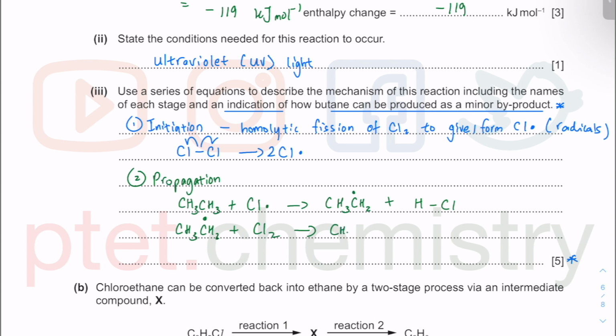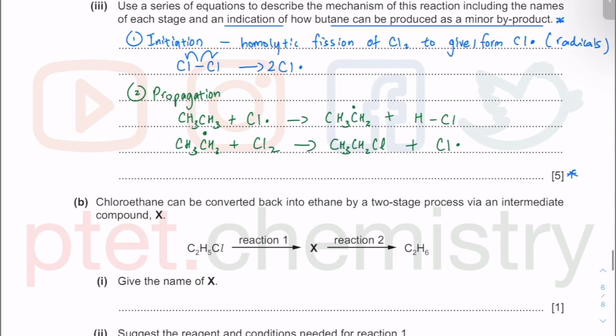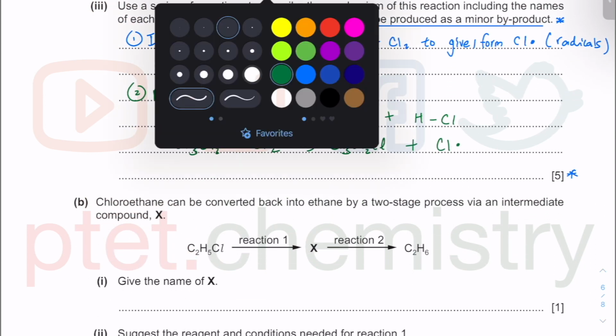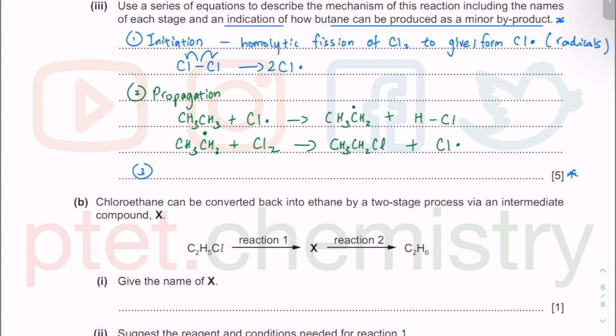So I need to show the formation of my desired product in my propagation step. Having done that, I also generate another chlorine radical, and this chlorine radical can attack more of the original ethane, and it's like a cyclic loop kind of thing. That is why it's called a chain reaction, because it just keeps on reacting without much control, to be honest.